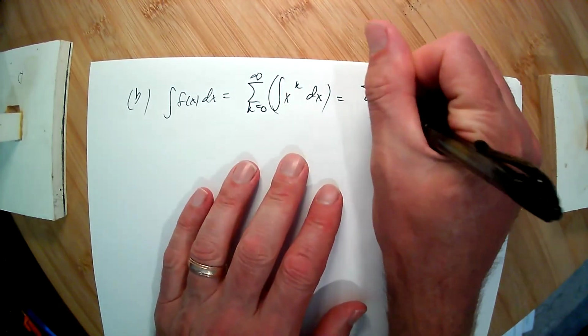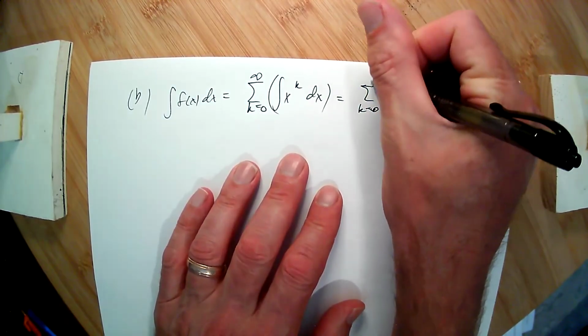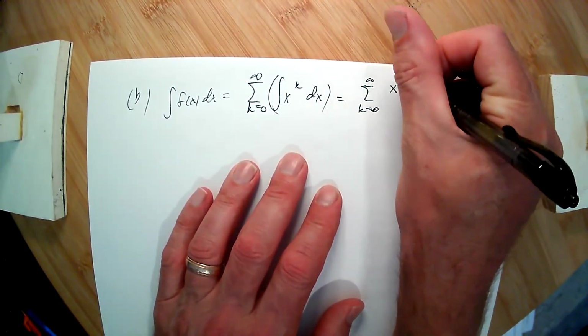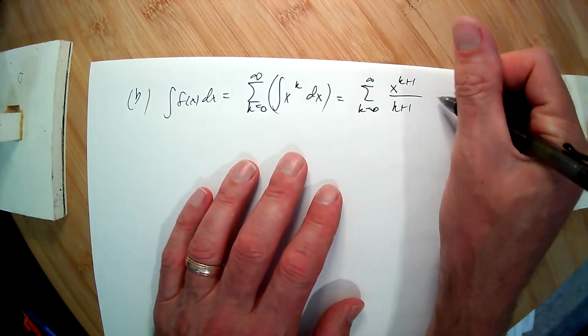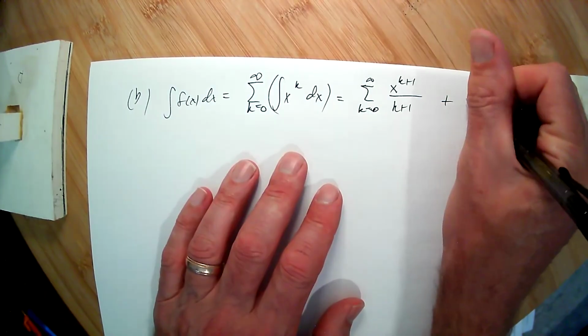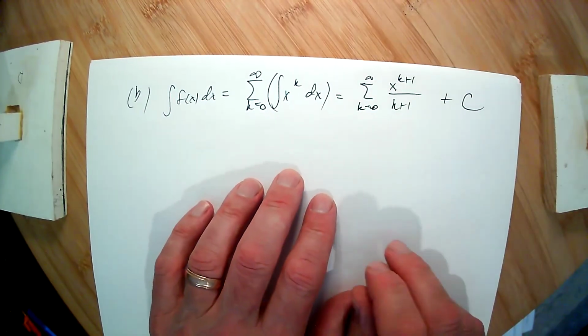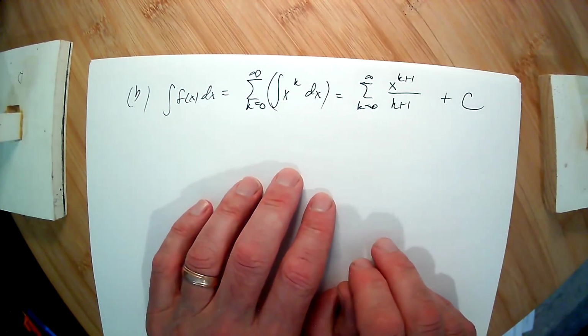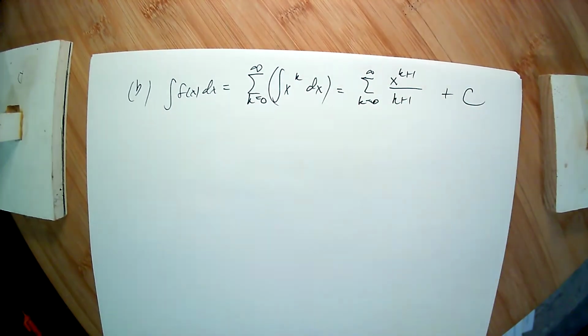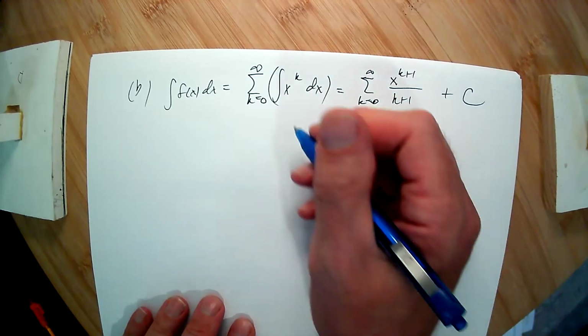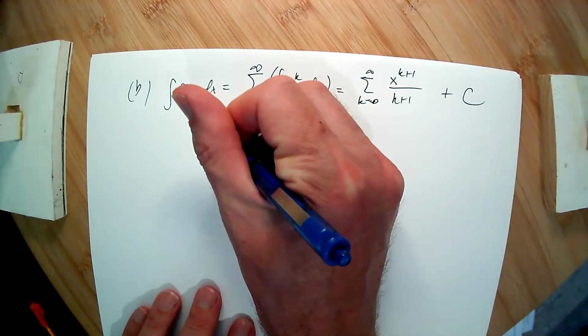So it's going to be a sum, k goes from 0 to infinity of x to the k plus 1 divided by k plus 1. And then we can tack on one big plus c after the sum, okay? And I could just leave it like this. Again, I could re-index, and re-indexing might look a little bit weird right now, but it ends up being a useful technique in the future.